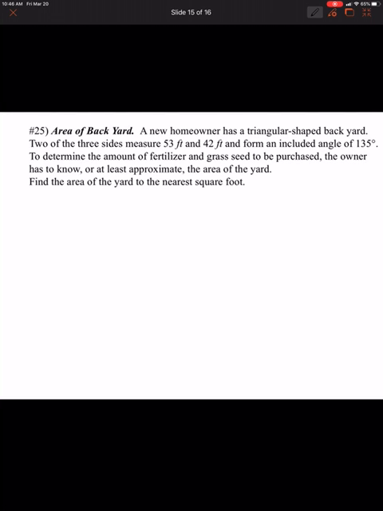Alright, let's take a look at another example of finding the area. We got an application. Let's read through this problem. Finding the area of a backyard. The new homeowner has a triangular shaped backyard. Two of the three sides measure 53 feet and 42 feet and form an included angle of 135 degrees.